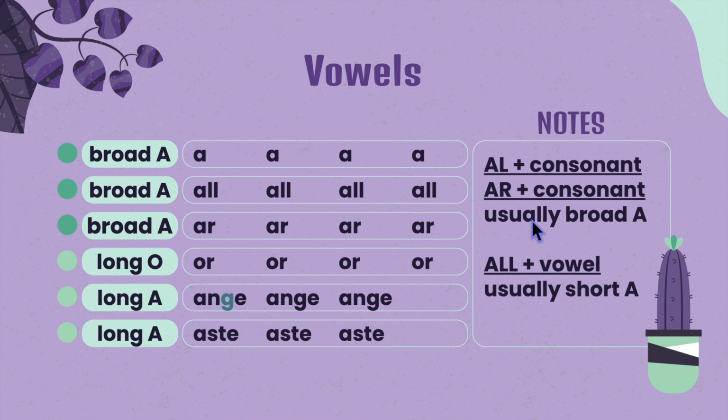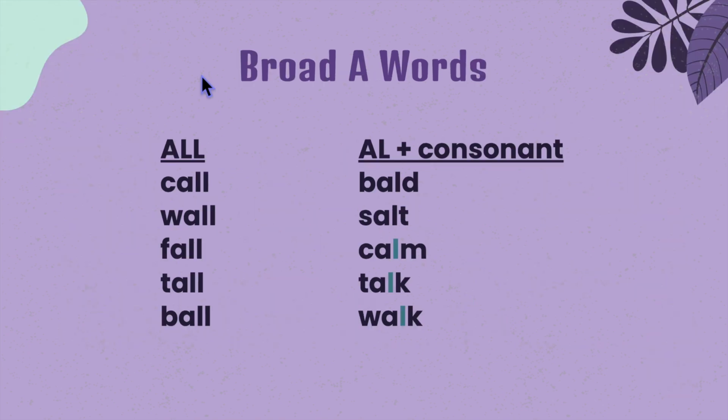the broad A sound of ah, like in all or R. If you have ALL plus a vowel, usually the A will have the short A sound of ah rather than the broad A sound of ah. Let's look at some examples. All of these words will use the broad A sound of ah.